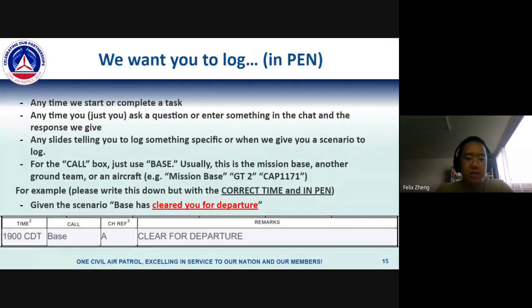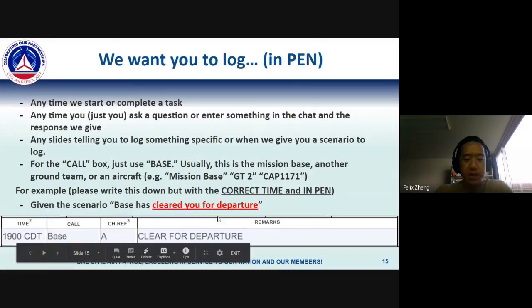And for the call box, just use base. Usually you put something like mission base or another ground team or another aircraft. You'll see ground team 2, CAP 1171 for an aircraft, stuff like that. So we will be proceeding through the lesson and you'll be logging things in this format.